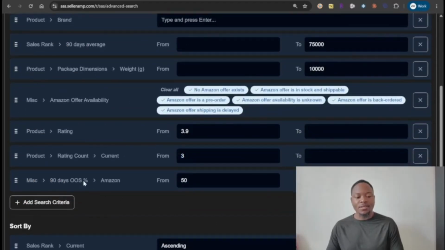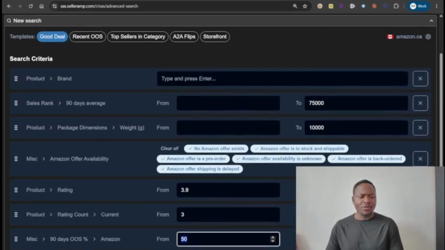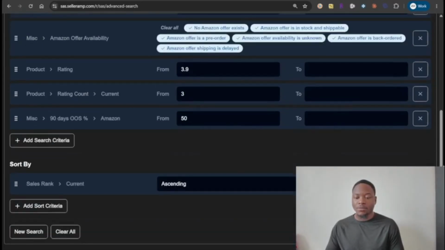The time that Amazon has been out of stock, so the 90 days OOS, out of stock percentage, usually you can keep this at 50%. And then you want to sort the list by ascending. So that's just like a default filter that you can have on. And then if you wanted to, you can actually put in a name of the brand. So a popular brand that you already know that you want to explore and see what you can find. But you don't necessarily have to. But for the example of this video, let me just put in Vaseline, for example, right? So now I'm going to click on run.